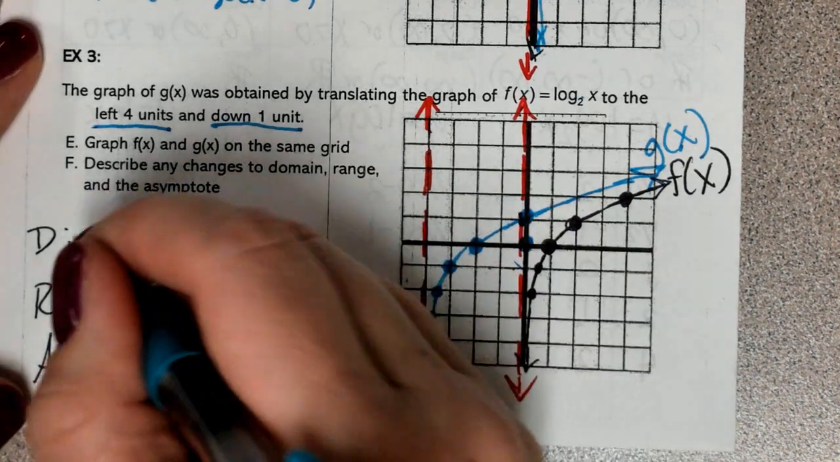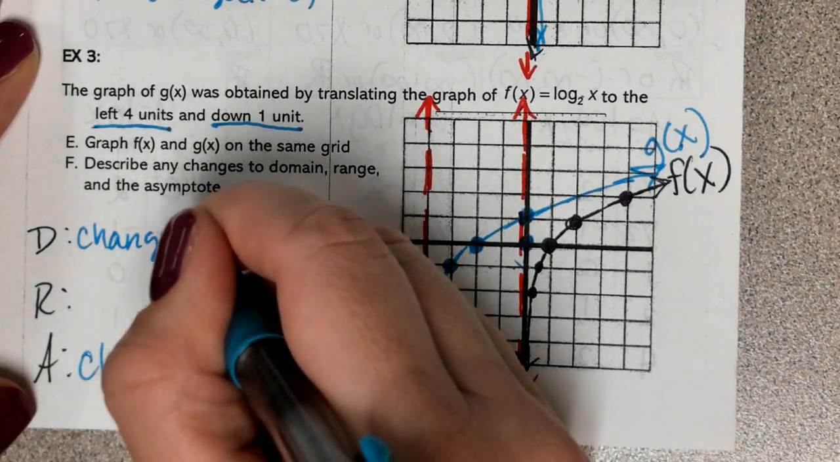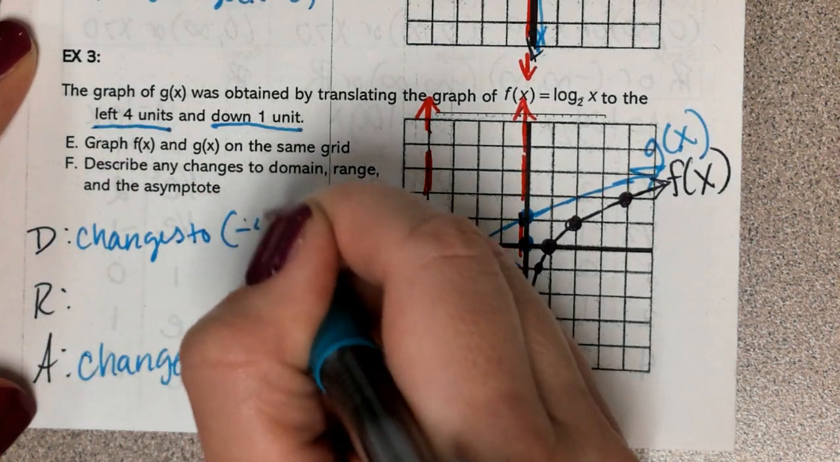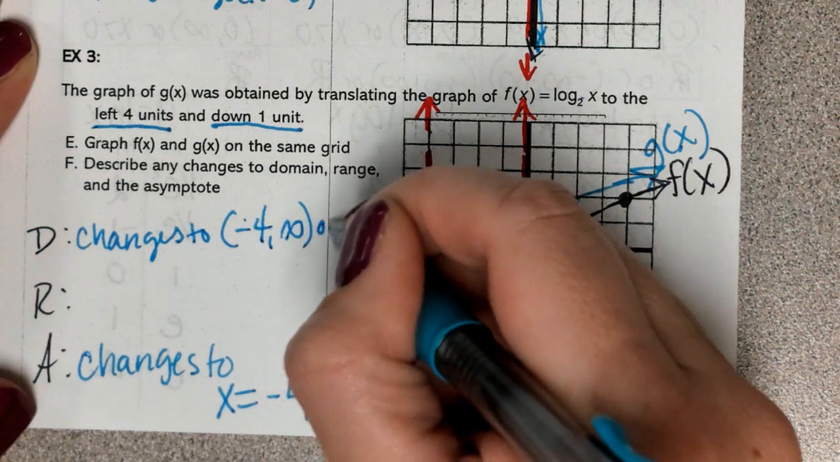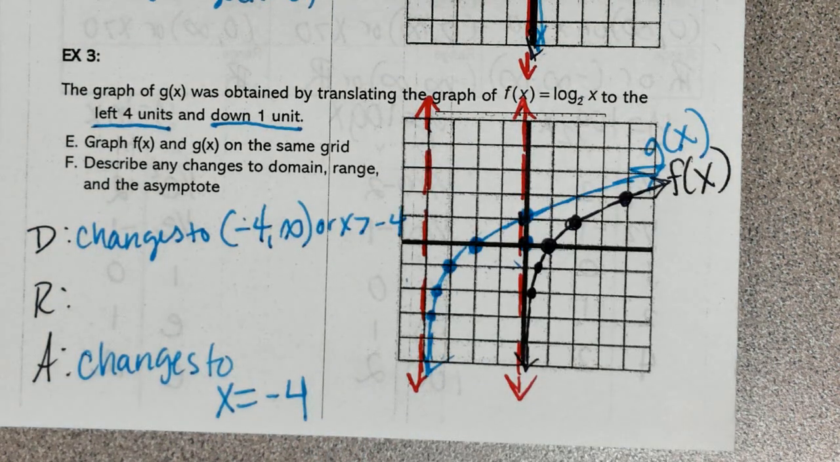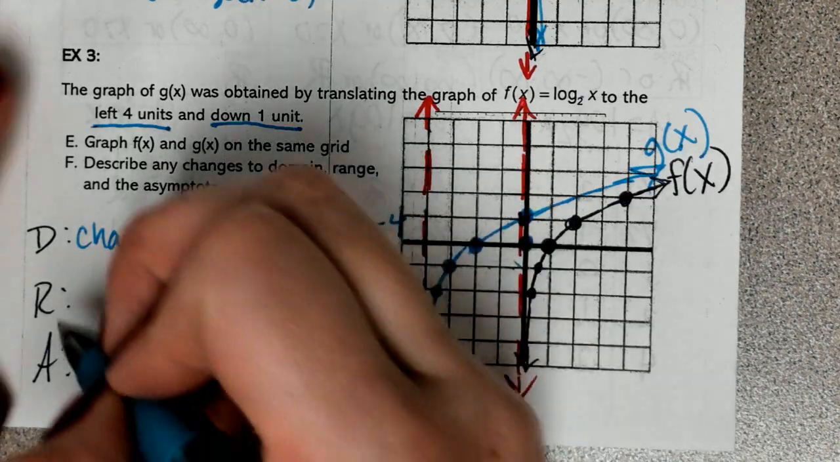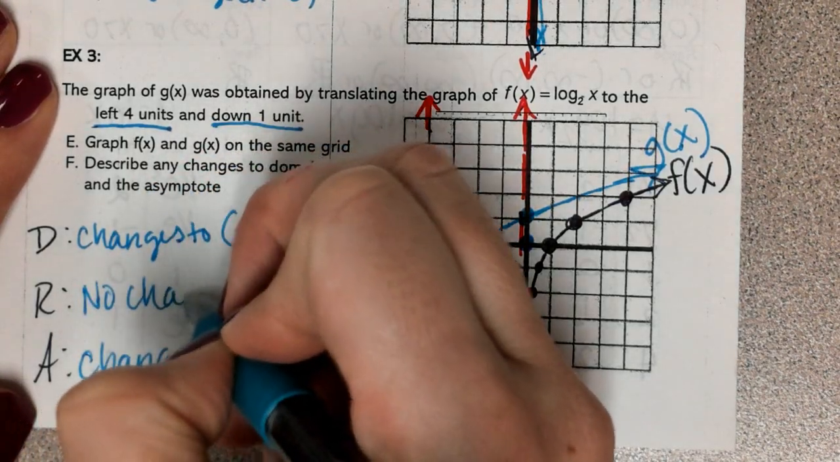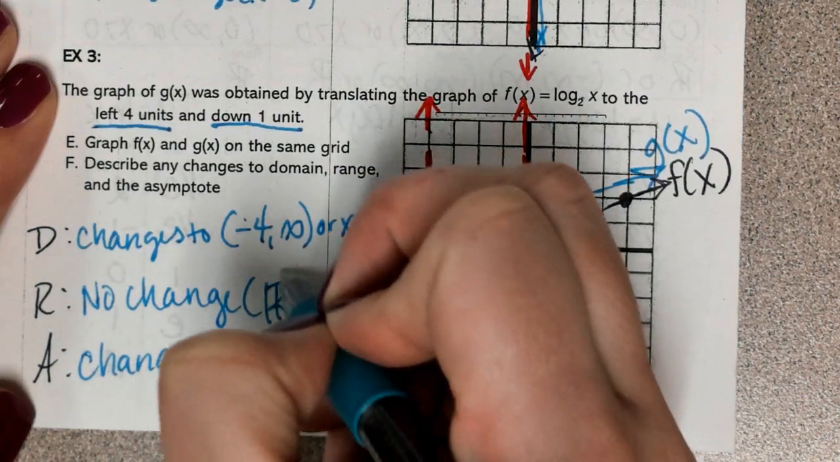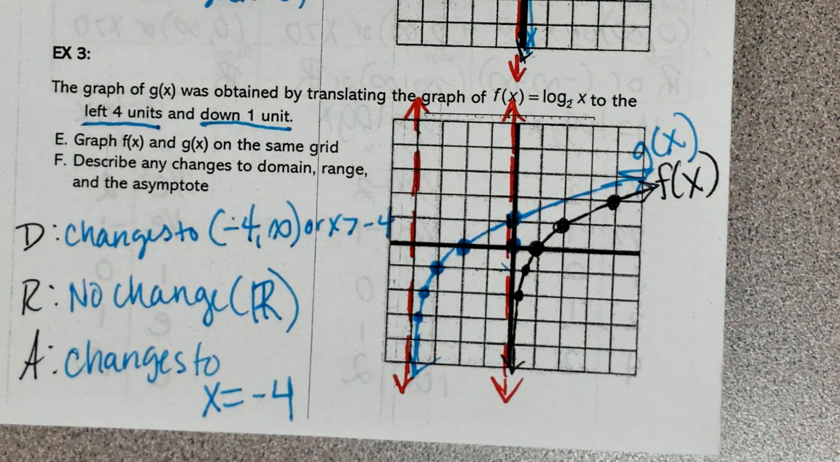Okay? So that means the domain also changes, right? Changes to parentheses -4 to infinity, or x is greater than -4. And changes to the range, well, there aren't any, right? Moving it up or down did not change the range at all. So no change to the range. It's still all real numbers. Okay?